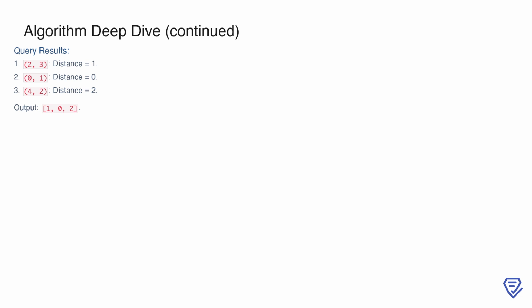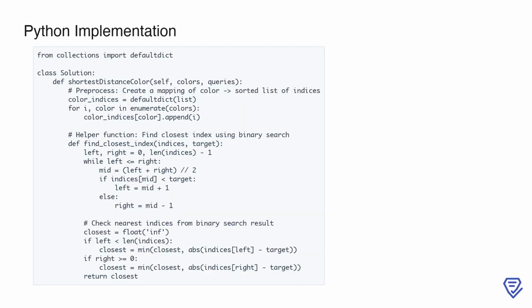To solve the shortest distance to target color problem, we begin by pre-processing the input data. Here, we use a defaultdict to create a mapping where each key is a color, and the value is a sorted list of indices representing the positions of that color in the input array. This pre-processing step allows us to efficiently look up the indices of any given color later. We iterate through the colors list using enumerate, which gives us both the index and the color at that index, and we append each index to the corresponding color's list in the defaultdict.